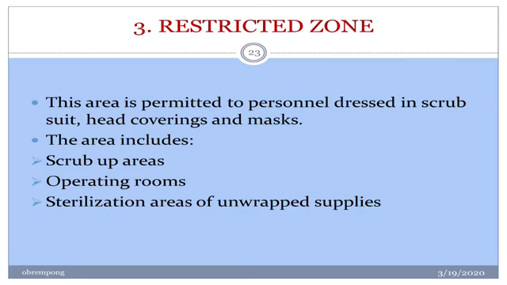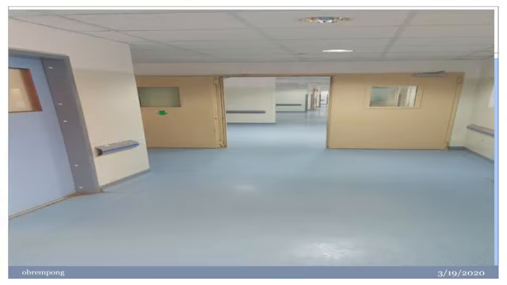So this area includes the scrub-up areas, the operating rooms, that is the OR, and sterilization areas for unwrapped supplies. So where these items that we use for the surgeries are unwrapped, we clean them, we put them there. This area is very sterile. So if an individual is unsterile, there's a possibility that the person is not going to be allowed. That's why we have only few personnel that are permitted in this area.